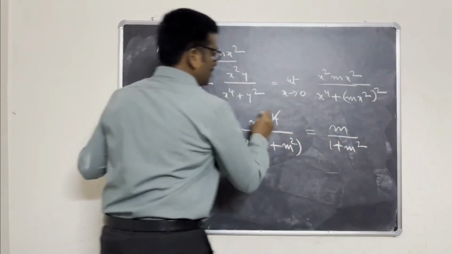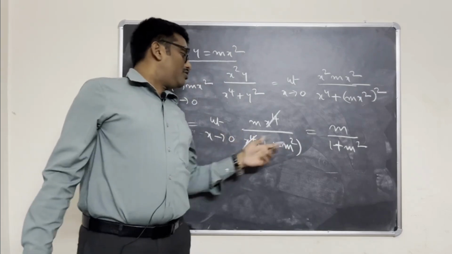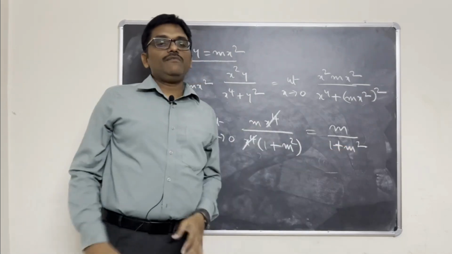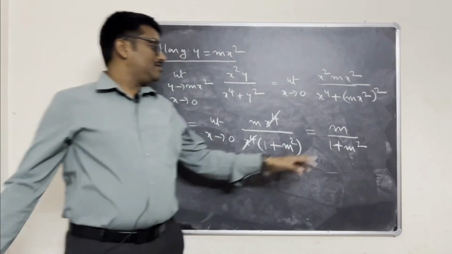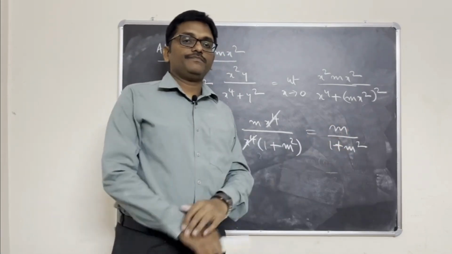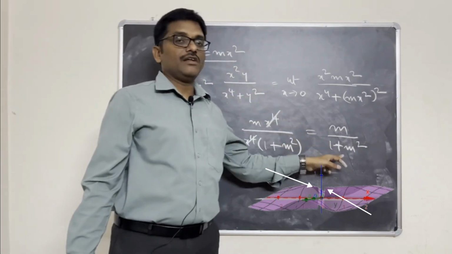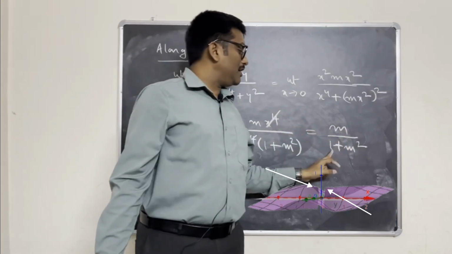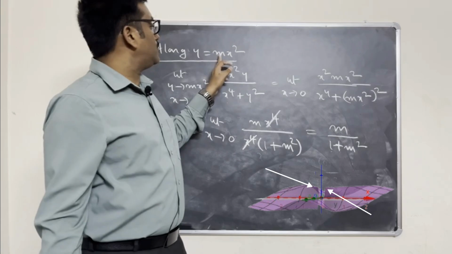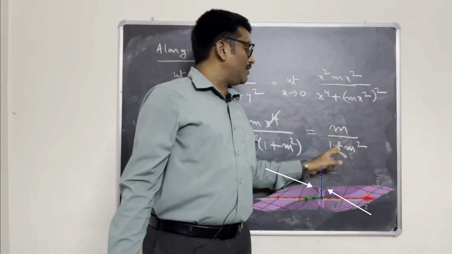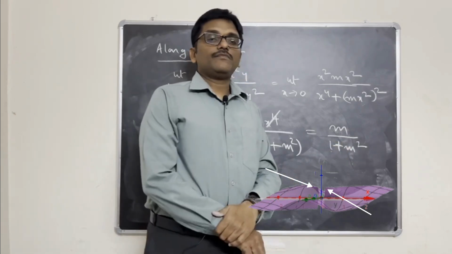We got a term here independent of x. So x tends to 0 means we will be obtaining the same value m by 1 plus m square because it's not involving any x term. Along different values of m if you take, you are getting different values here. m equal to 1 if you take, you will get 1 by 1 plus 1 square, 1 by 2. m equal to 2 if we take, along y equal to 2x square if you find the limit, 2 by 1 plus 2 square, 2 by 5. Different values we are going to get here.